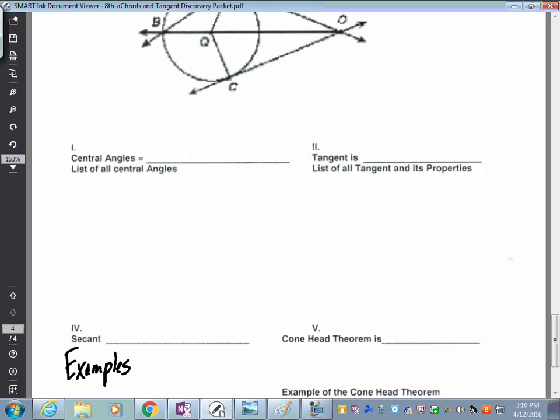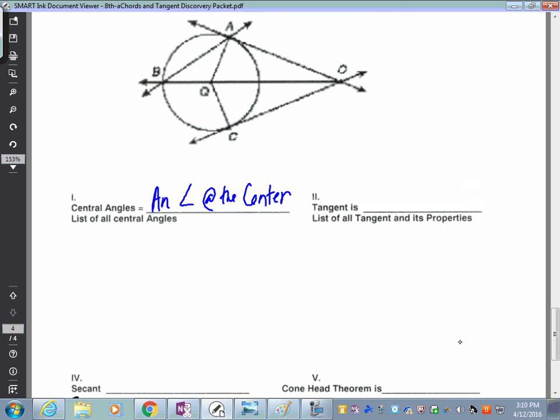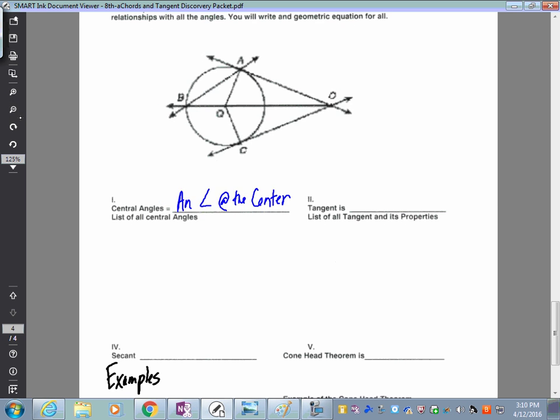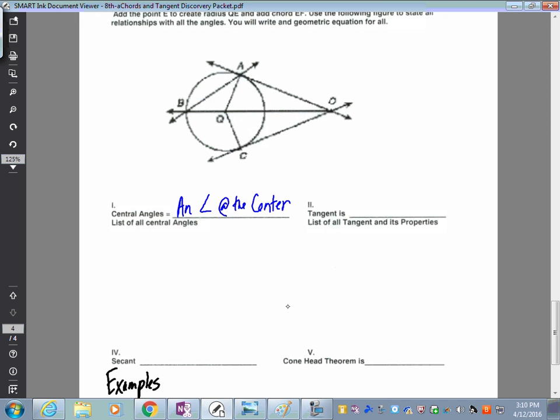So, anyone recall what a central angle is? Think about central, center. What do you think a central angle is? Okay, and angle, that's the symbol for angle, at the center. I know you mean by middle, you mean center. Okay, so get that down, an angle at the center, and I want us to look at our figure.